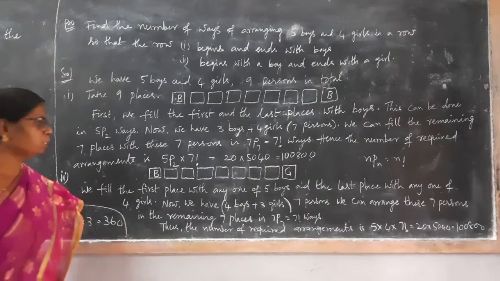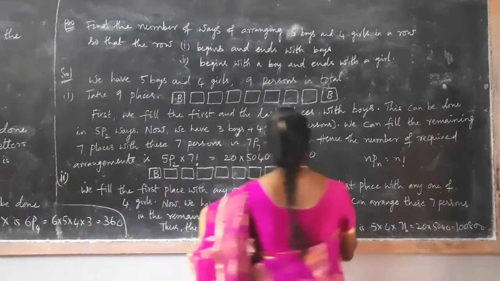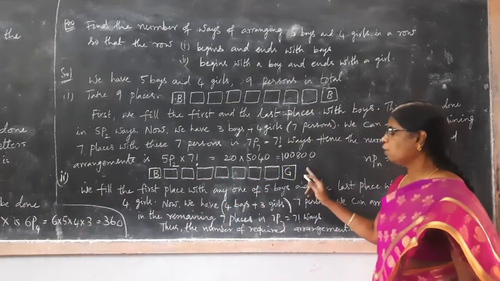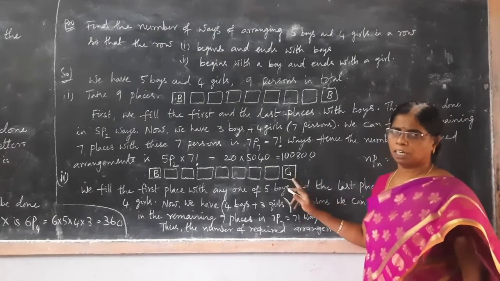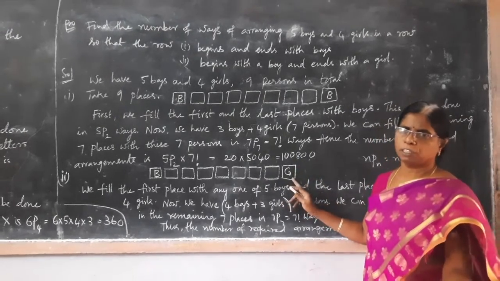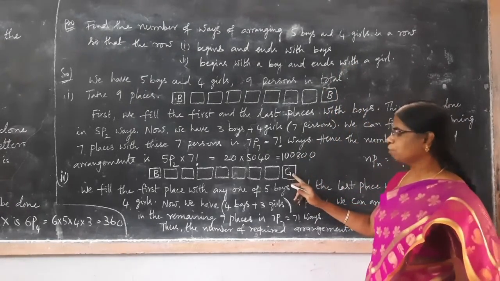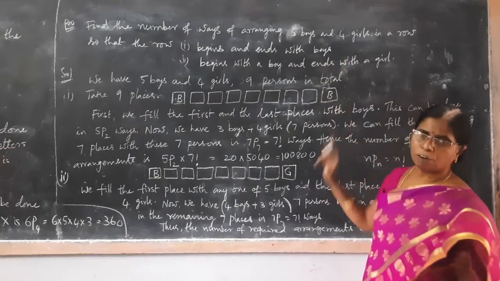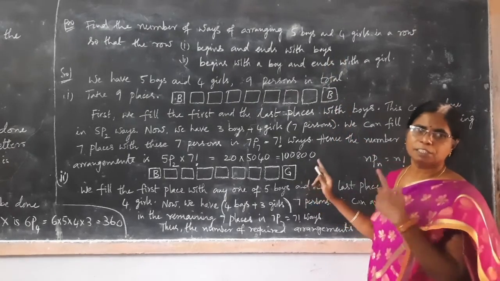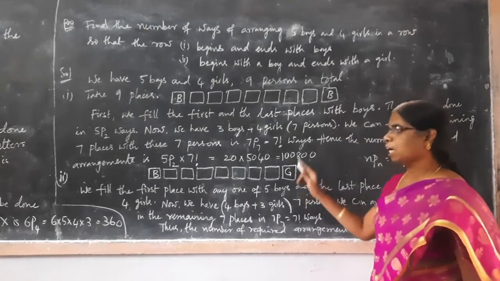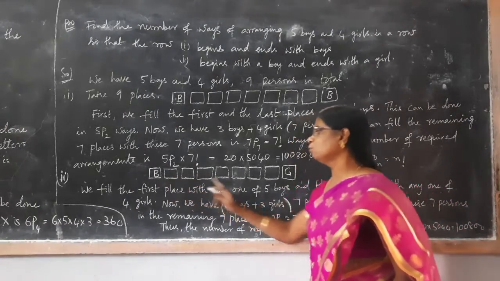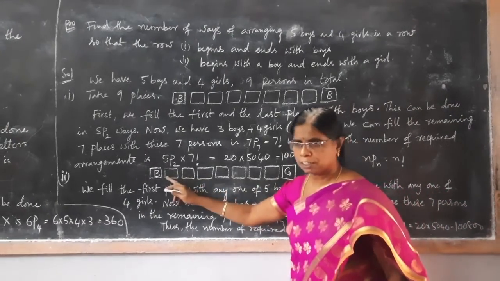Here also we have 4 girls. We have to fill this last place with a girl. This can be done in 4 ways. Because there are 4 girls, we can fill this place with any one of the 4 girls. That means this can be done in 4 ways. After this is over, again we have 7 blank places here.